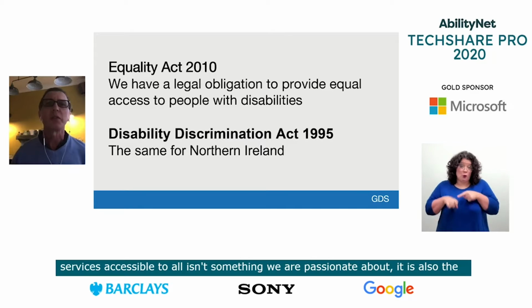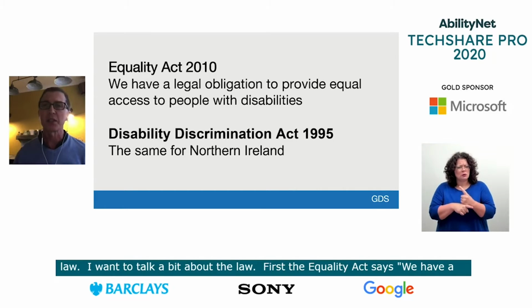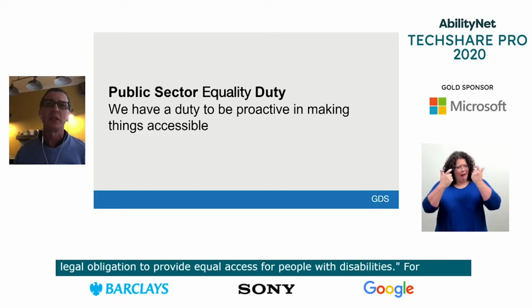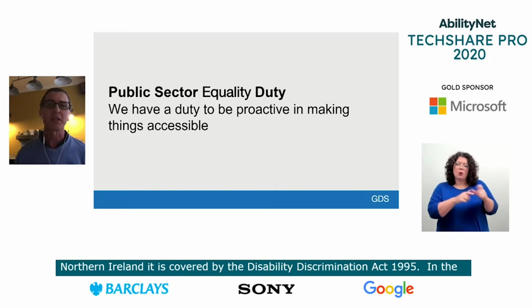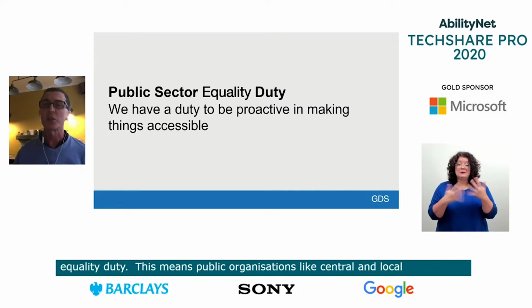Firstly, the Equality Act 2010, as it says on the slide, means we have a legal obligation to provide equal access to people with disabilities. And for Northern Ireland, this is covered by the Disability Discrimination Act 1995. In the Equality Act 2010, it says that public authorities must comply with the public sector equality duty. This means that public organisations like central and local government, healthcare and education must think about the needs of people who are disadvantaged or suffer inequality when they make decisions about how they provide their services and implement policies.